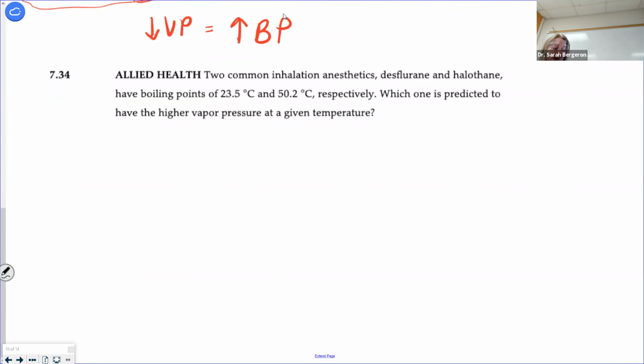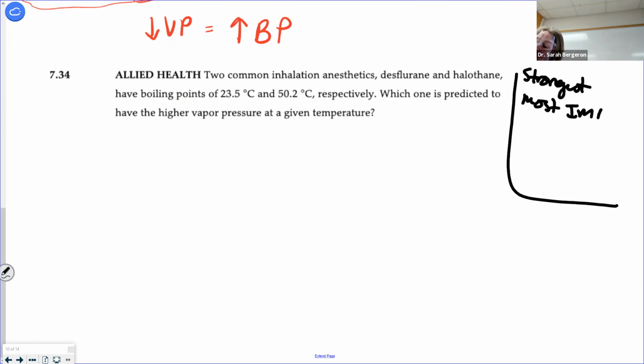All right. So this next one, we're going to use the same little thing. So remind me, if you have the strongest or the most intermolecular forces, what do you have? The highest boiling point, and the lowest vapor pressure.